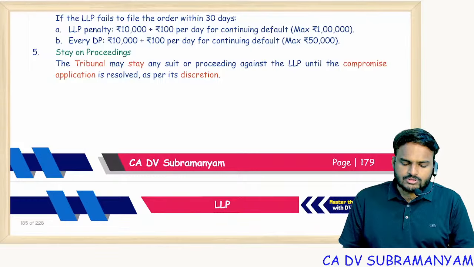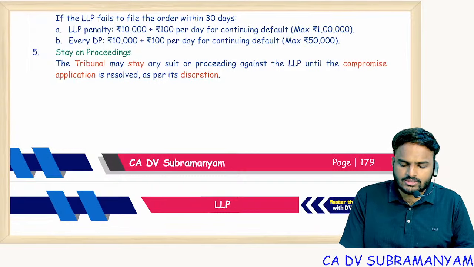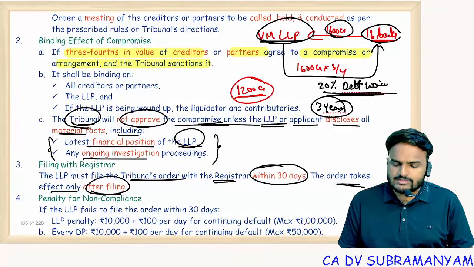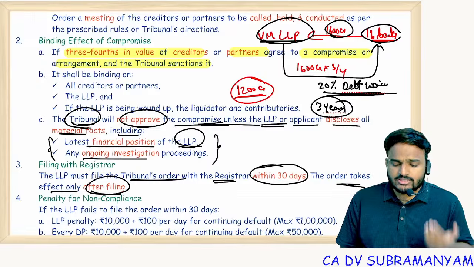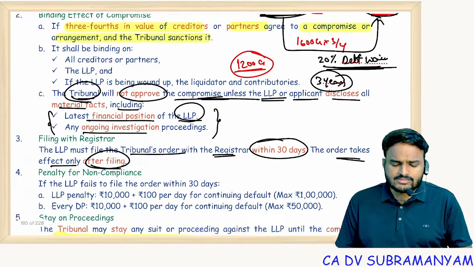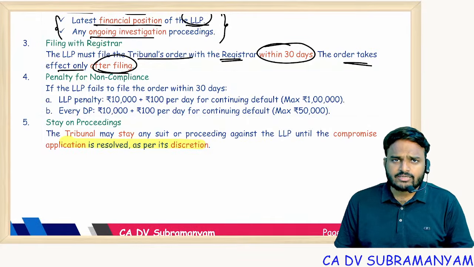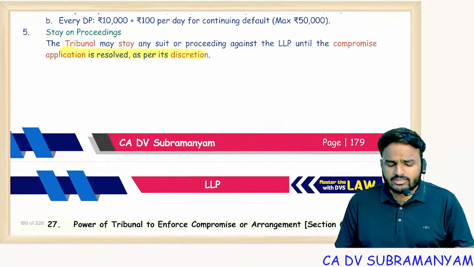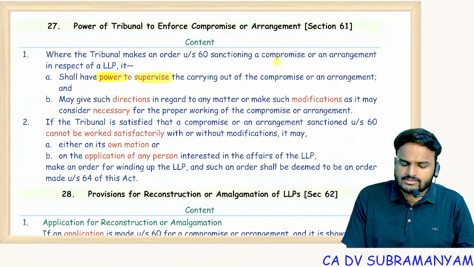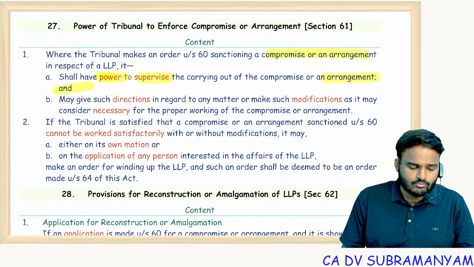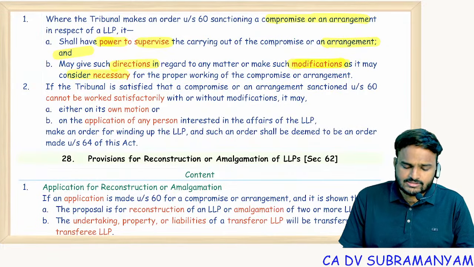The tribunal may stay any suit or proceedings against the LLP until the compromise application is resolved. So in any civil courts, if any of the banks filed a litigation or petition against this LLP about non-payment of debts, all these legal proceedings will be stopped temporarily until the tribunal approves the compromise agreement. If compromise is not possible, then the tribunal may order winding up of the LLP. The tribunal has power to supervise the compromise or arrangement even after giving approval. It has continuous powers, and it may also modify the earlier orders if necessary.